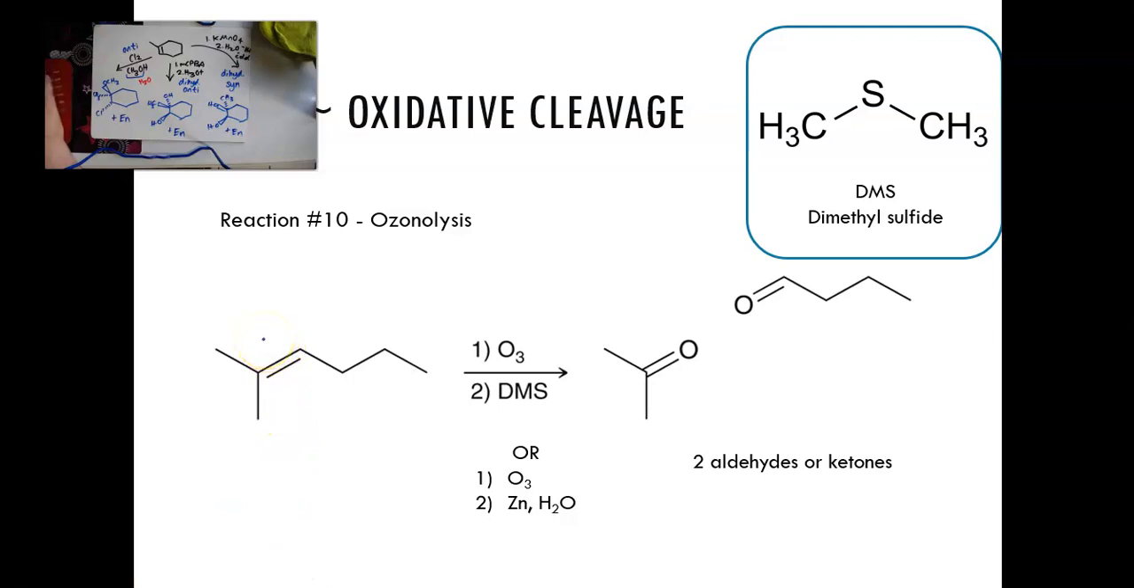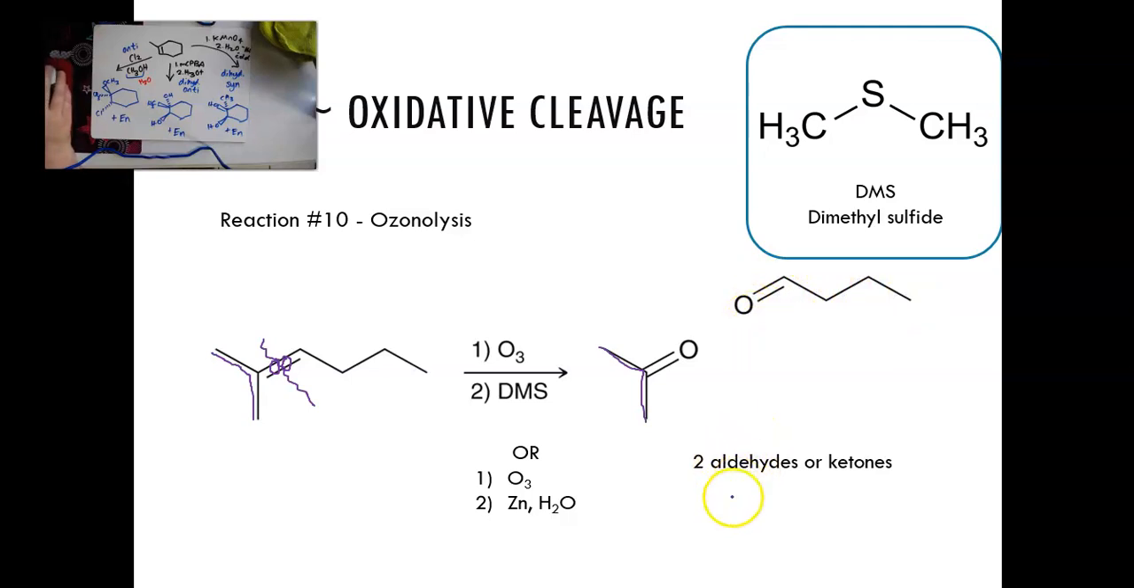So I like to think of it as just cutting the double bond right here, and then we're just adding an oxygen to each of those carbons. So we end up with our 3-carbon chain right here, and we have that double bonded oxygen. And then over here we have 1, 2, 3, 4. We have our 4-carbon chain with our double bonded oxygen. So the number of carbons stays the same.